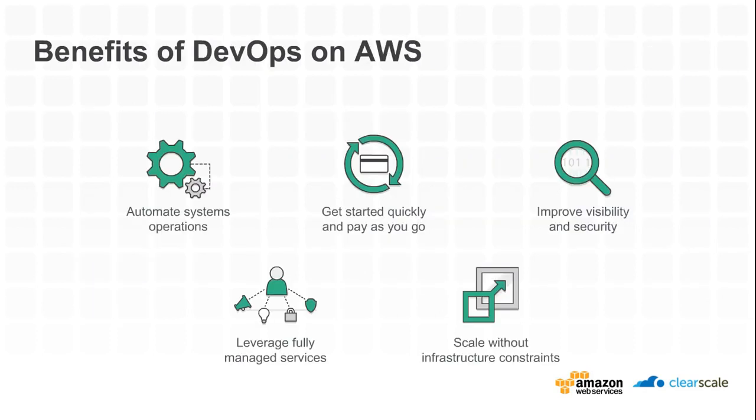Finally, the benefits of using DevOps on AWS. As I said, you are automating the system operations. You're starting quickly based on pay-as-you-go, so you are not worried about over-provisioning of the infrastructure. You are only consuming what you really need. You have full visibility into all the aspects of your environment. You are also leveraging the managed services and the various management, orchestration, and automation tools available. You are scaling without infrastructure constraints, so you are not depending on the system administrator or IT organization.